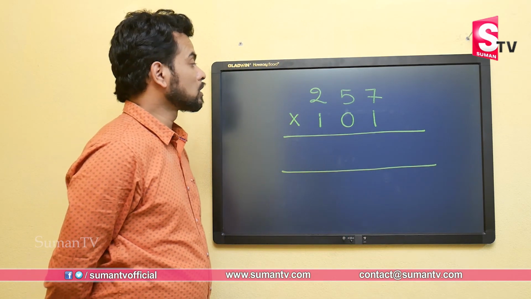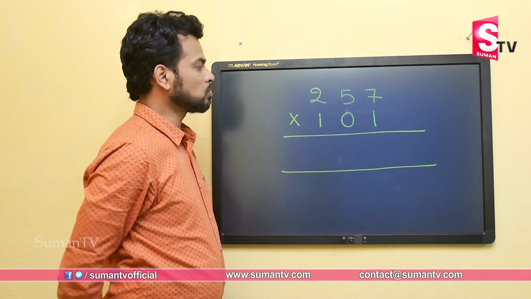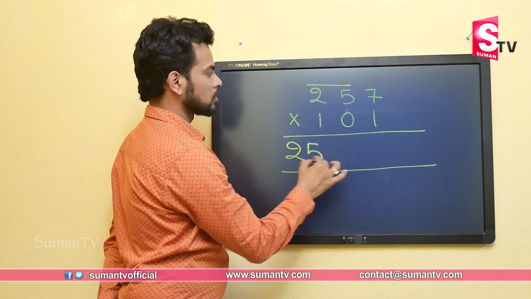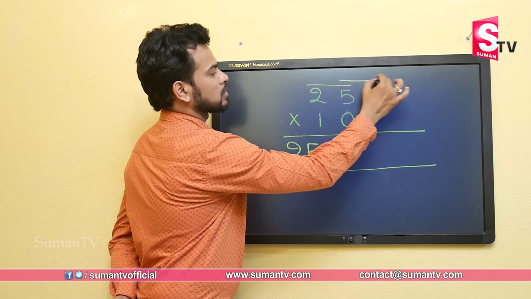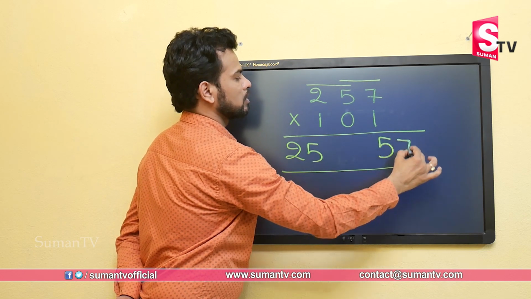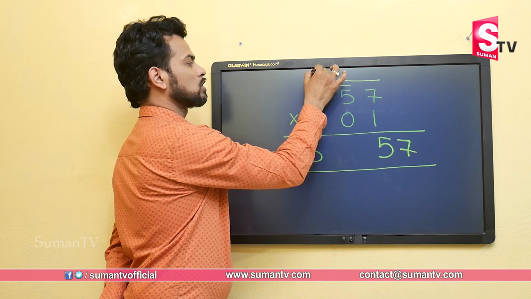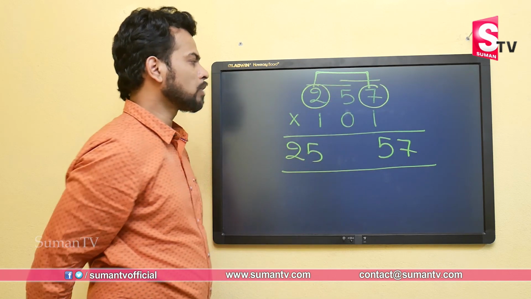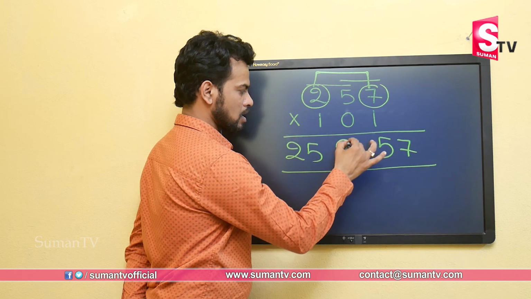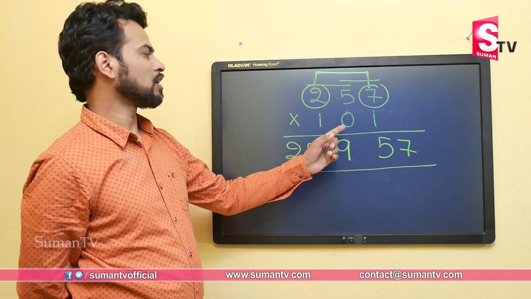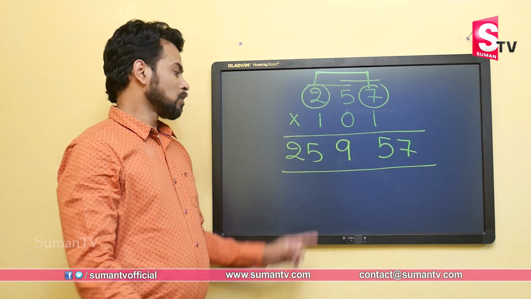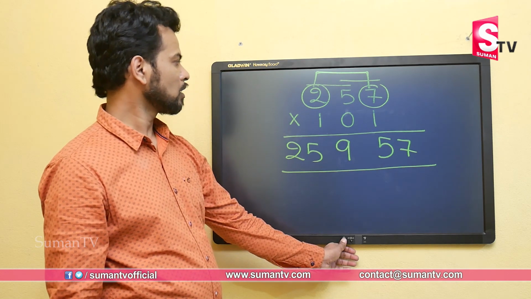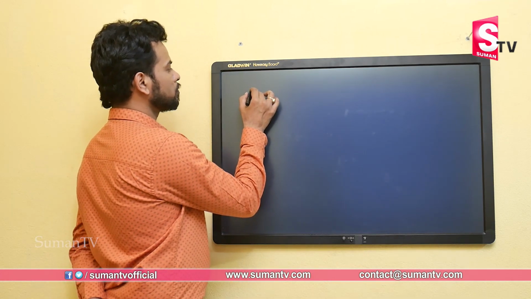So hope you understood the topic I covered till now. Let's do it. We need to find the left 2 digits, that is 25, we will place here. We need to find the right 2 digits, that is 57, we will place here. And then we will add the leftmost digit with the rightmost digit, that is 2 and 7. So 2 plus 7, that is 9. So 257 into 101 is equal to 25,957. So I will do 2-3 more tricks for you.